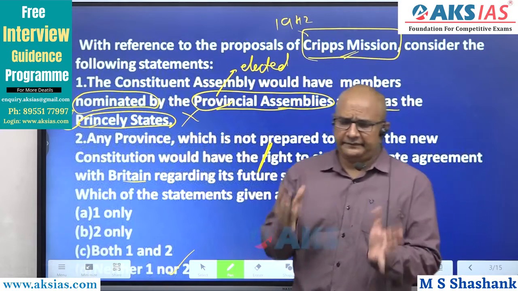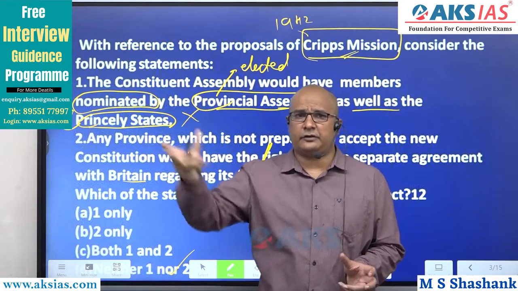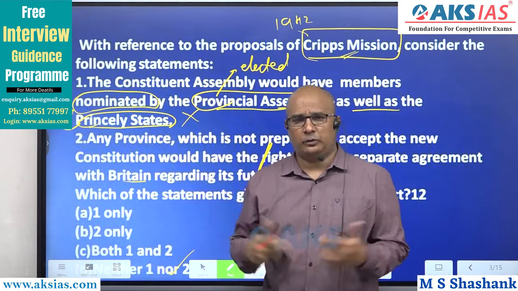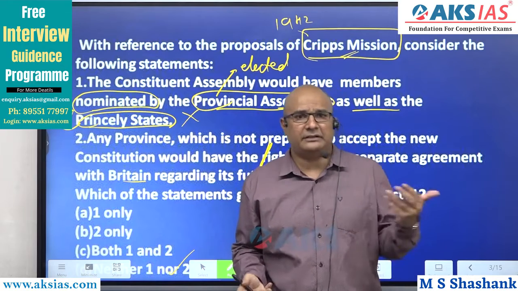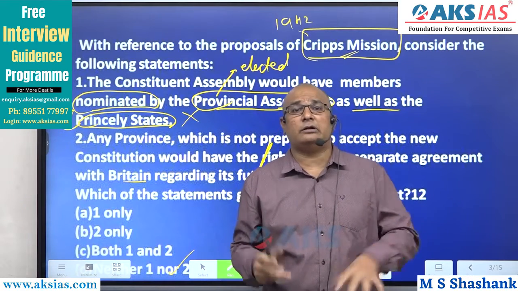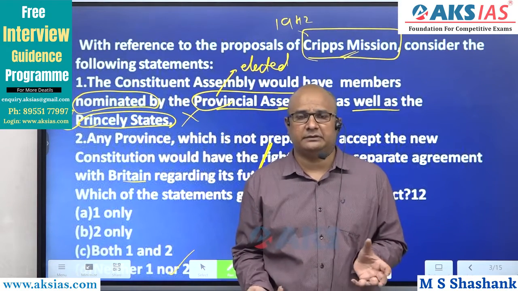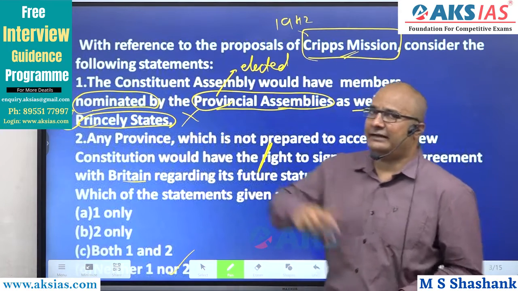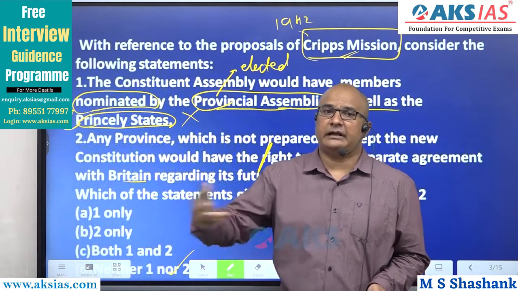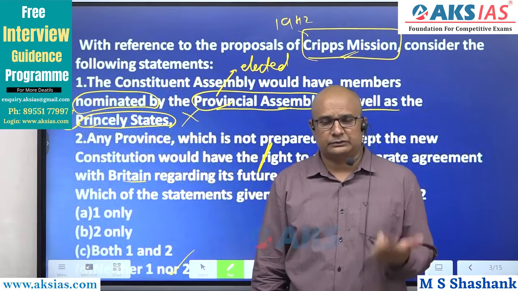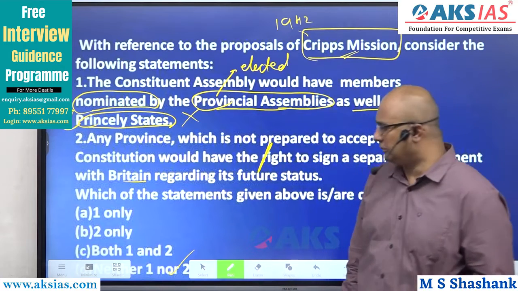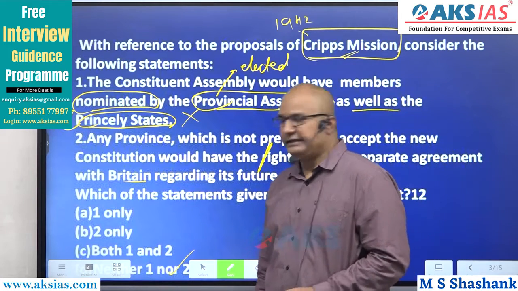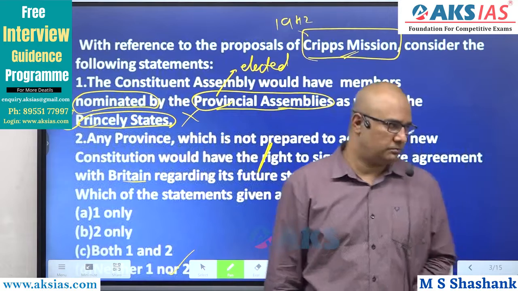They say that if any province really doesn't like the constitution that has been framed, they can either have a separate constitution or form their own separate union. But it's not clearly mentioned there that they can have an agreement with Britain regarding their future status. So that makes statement 2 also wrong. The answer will be D, neither 1 nor 2. Both the statements are wrong.